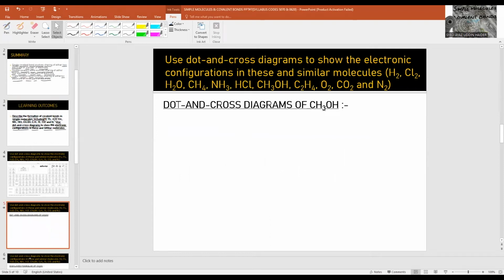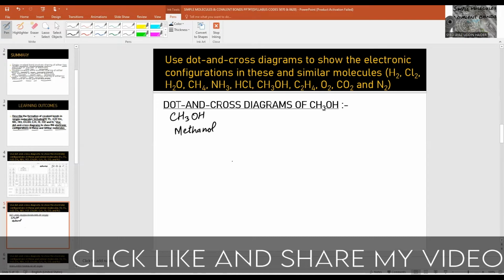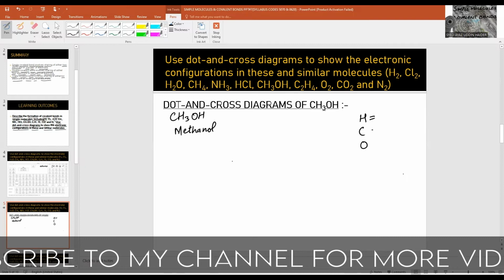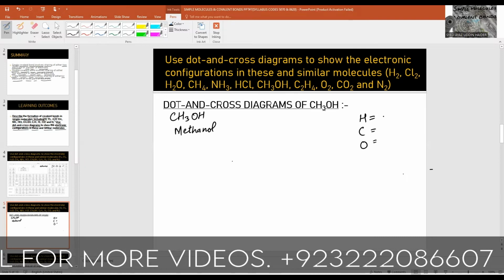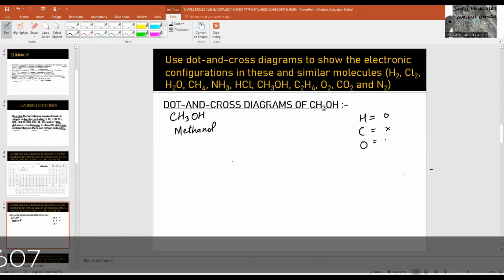In today's video, I am drawing the dot and cross diagram of CH3OH. Its name is methanol. First, I will show the key on the right hand side. We have hydrogen, carbon, and oxygen. So I am using a blank dot for hydrogen, cross for carbon, and dot for oxygen.